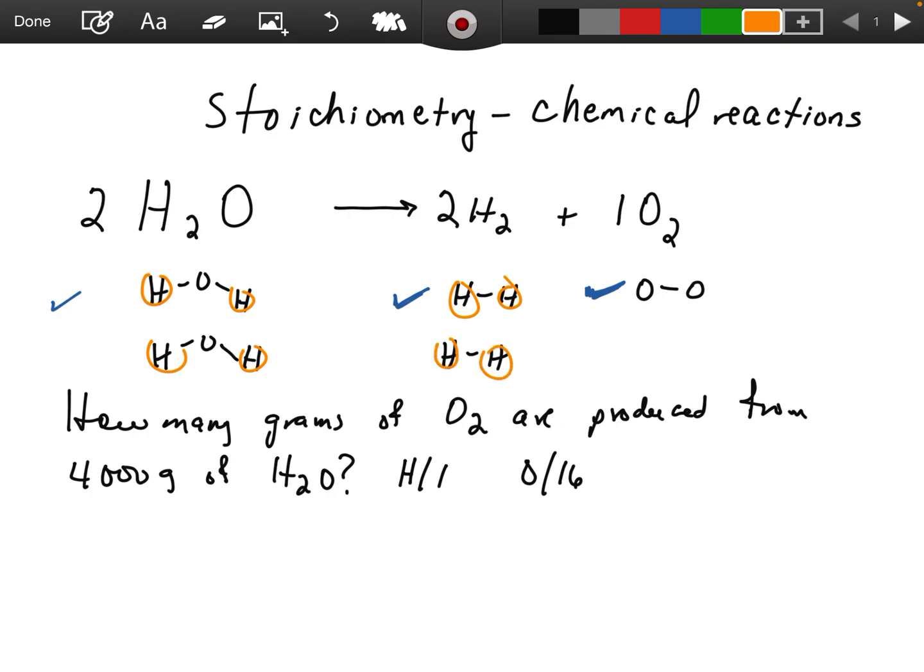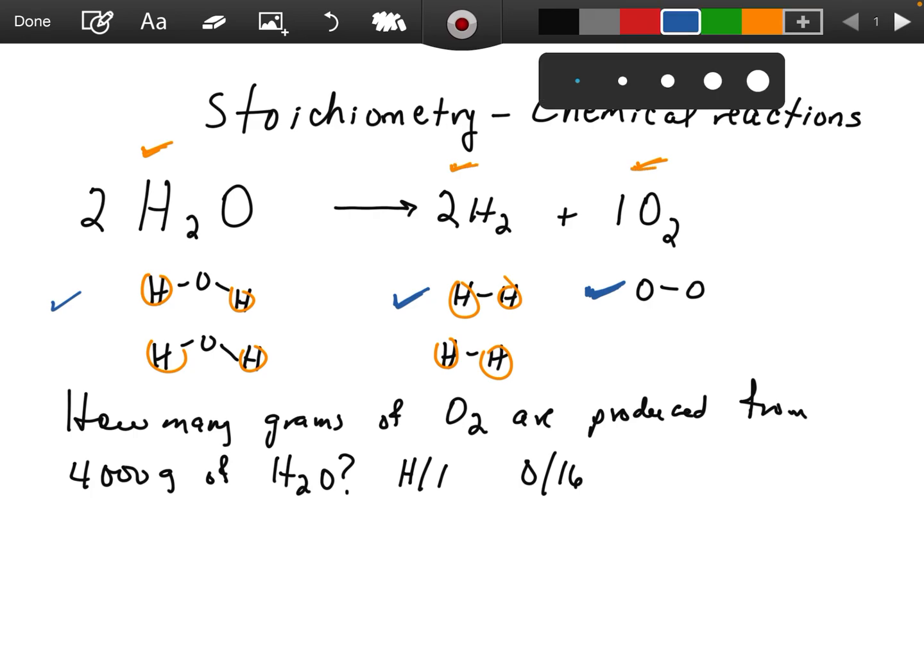And you have a ratio of 2 things of water will give you 2 things of hydrogen and 1 thing of oxygen. Of course, this could be 2 molecules and 1 molecule. But in chemistry, we deal with trillions and trillions and gazillions of atoms. So this is 2 moles, 2 moles, 1 mole. Everything is the same.